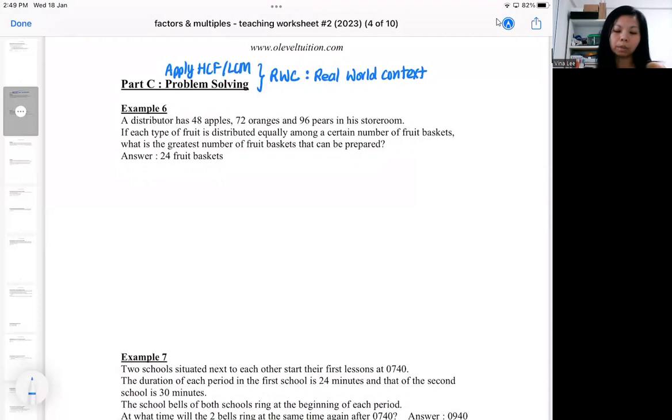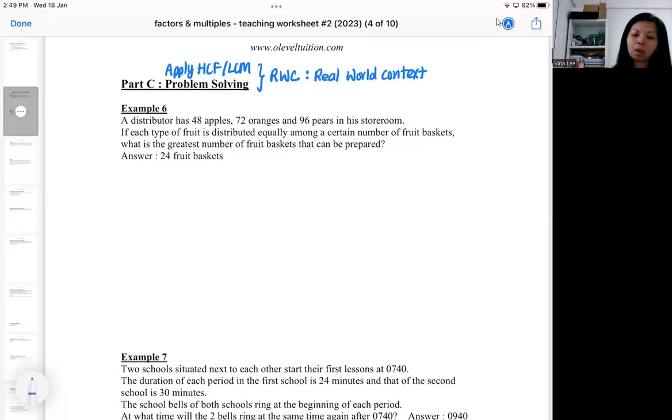So if you have looked at example 6, a distributor has 48 apples, 72 oranges, and 96 pears in the storeroom. Each type of fruit is going to be distributed equally among a certain number of baskets. So we are going to distribute these 3 fruits in a fruit basket. With this amount of fruits, we are wondering how many fruit baskets can be prepared.